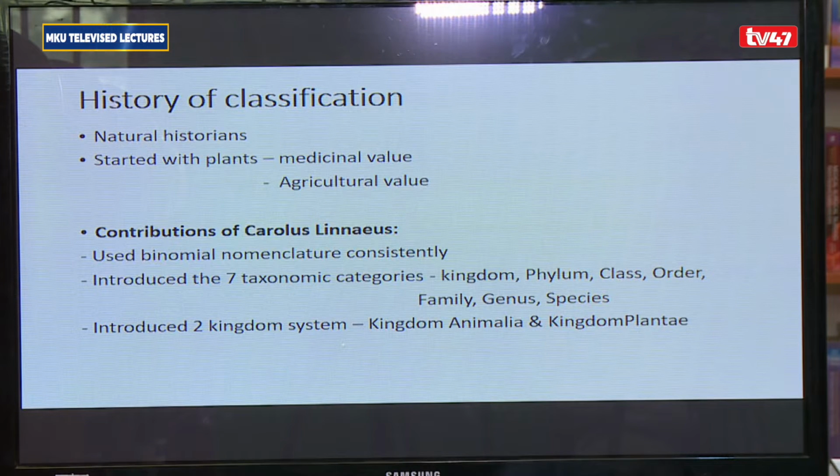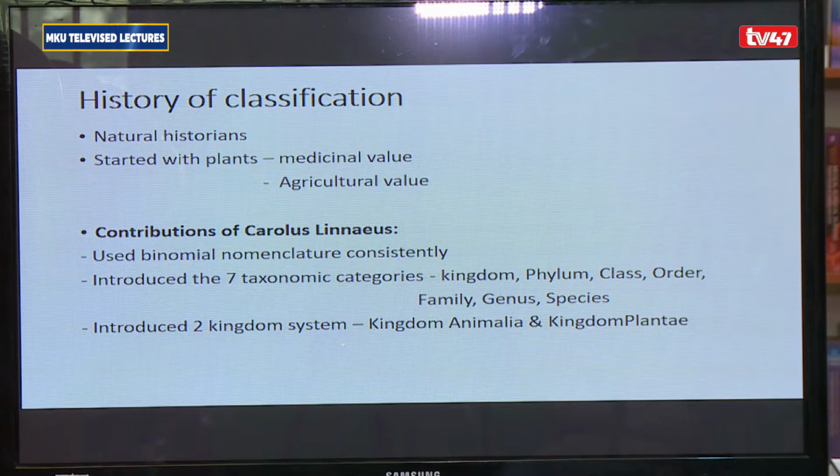Because the plants were important for medicinal value and for agricultural value, because a number of them happened to be food plants. So as we talk about classification currently, we have got many other living things that have been classified, but it began with plants because of medicinal value and agricultural value, and then slowly moved into the other living things. Many natural historians contributed to the classification of living things as you know it today. But I'd like us to look at the last 2 contributors, because what they gave us is what we are using mostly as we do modern day classification.